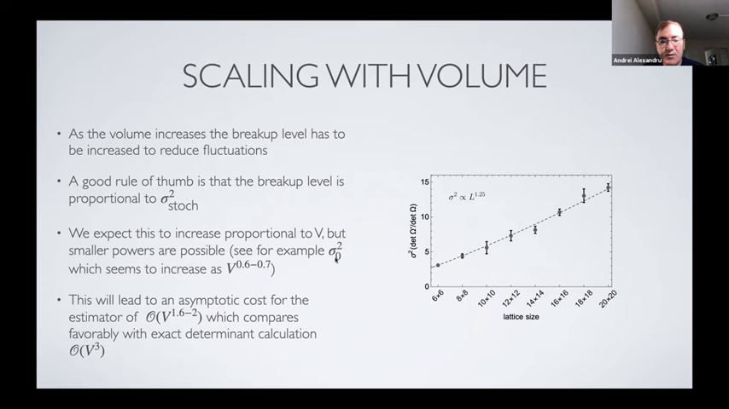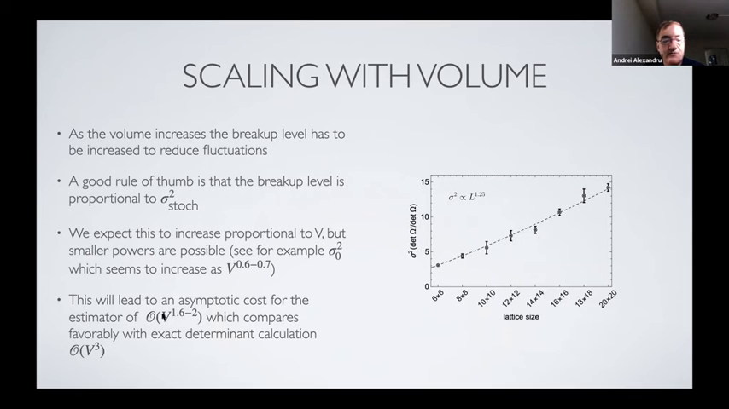We find, for example, the intrinsic part of the fluctuations to increase, to our surprise. We expected that they increase with the volume. We find that they increase at a rate that is slightly larger than the square root of the volume, so something like 0.6, 0.7 of the volume. So if the stochastic estimator increases at a similar rate, then the cost of using the estimator asymptotically would go like a power between 1.6 and 2.